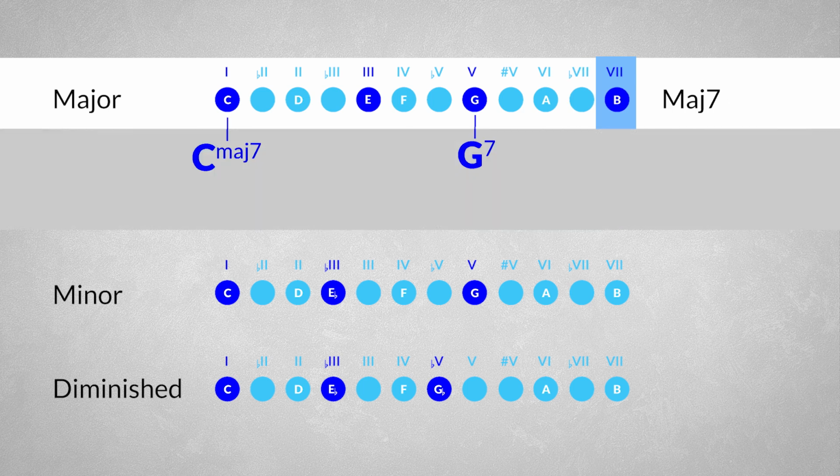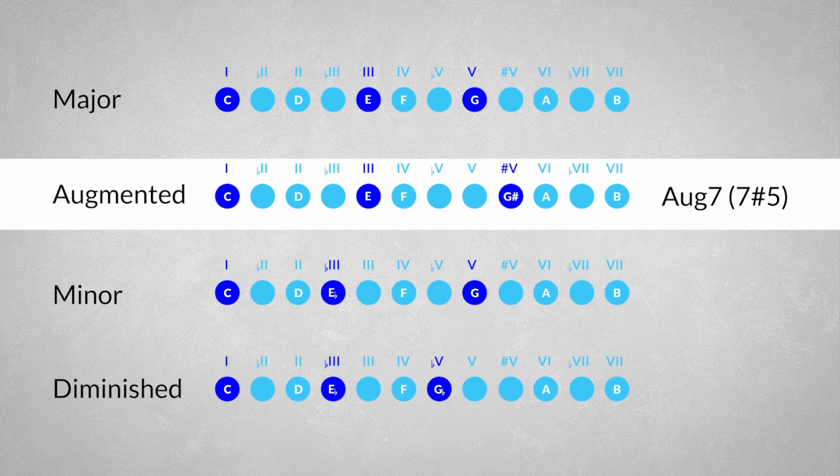The major 7 chord is a typical tonic chord of the major scale, while the dominant 7 chord is an unstable chord on the 5th degree of that major scale and wants to resolve to the tonic. The 7 chord on the augmented triad is most likely a dominant 7 sharp 5 chord. This is also an unstable chord that wants to resolve just like the dominant 7 chord.